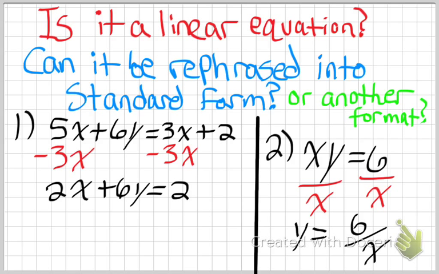And I also mentioned before, you can't have divided by a variable if it's going to be a straight line. So in this question, this cannot be written in standard form. Therefore, this is not a linear equation. Number 2, if you were to graph it, it would not be a linear equation. It would end up being a curve of some kind.